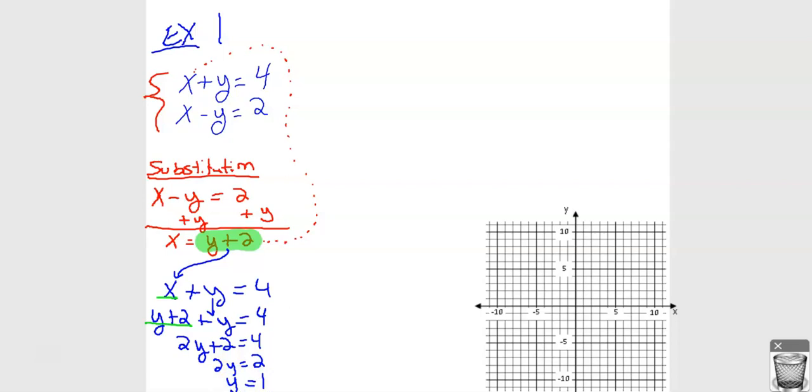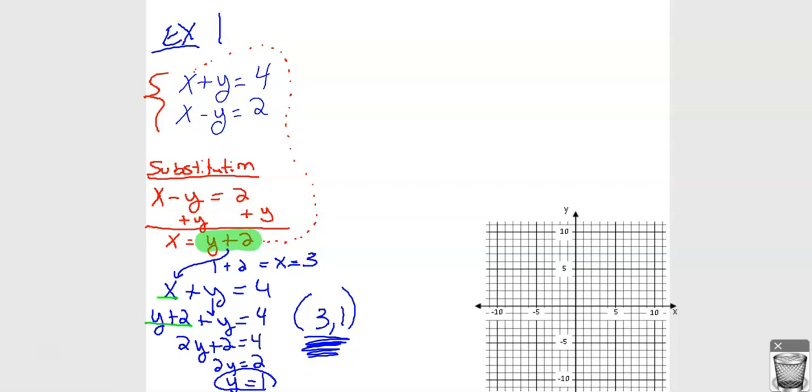A lot of students might just stop right there. But remember, it's 2 variables, x and y. Well, I know y is 1, so if I substitute that back in, that means x is 3. And notice this is a point, x, y, so (3, 1) is my answer, and I solved it by substitution.